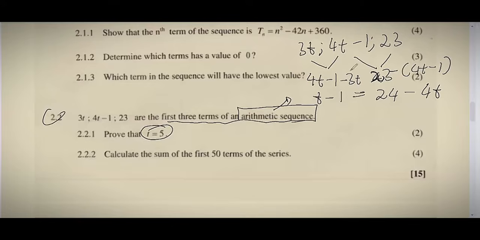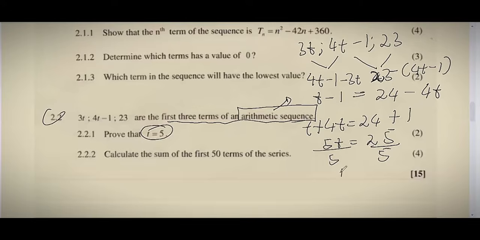So to solve for t or to calculate the value of t, we can just equate the two. Now, let's bring over the negative 4t. So that's t plus 4t is equal to 24 plus 1. Then this is 5t. That is 25. Divide both sides by 5. Then there we go. My t is equal to 5. And just like that, you have scored your easy 2 marks.